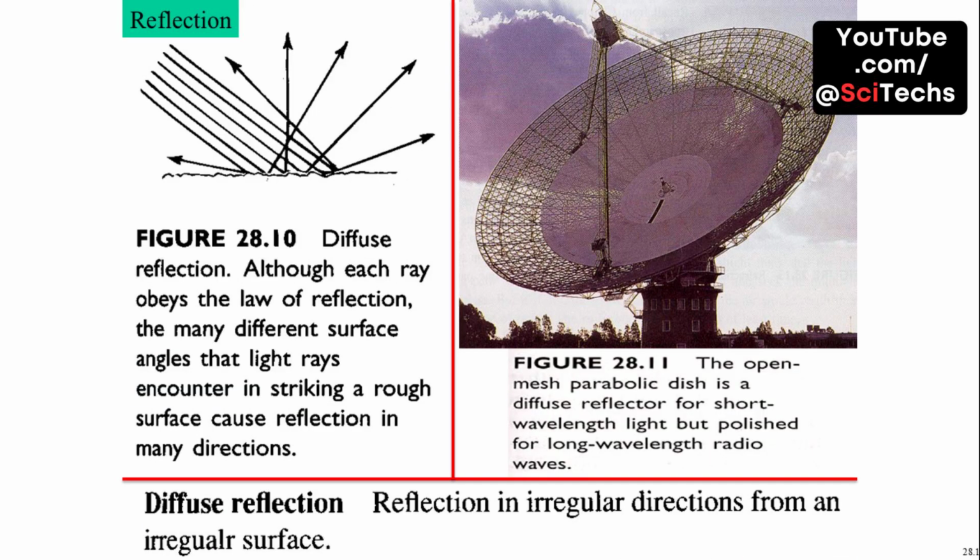Diffuse reflection happens when light rays reflect in multiple directions due to the irregularities of the surface. This type of reflection is common with rough surfaces, causing light to scatter in various directions.